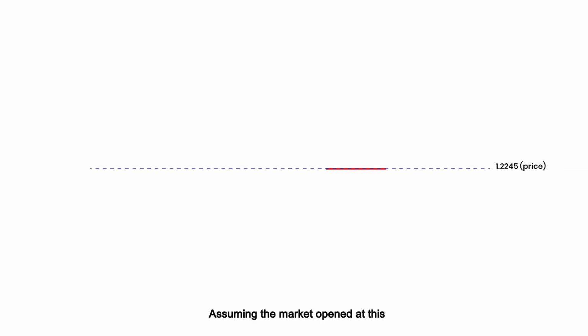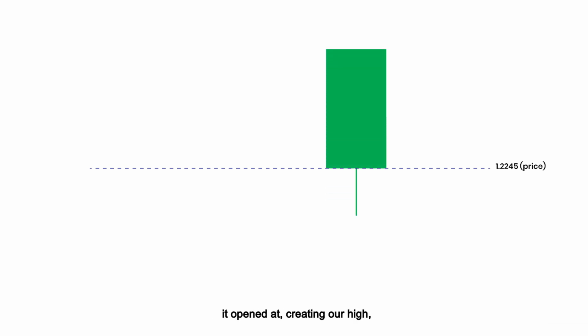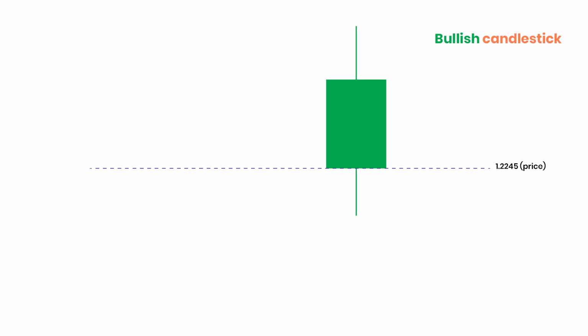Assuming the market opened at this price and moved downward, creating our low at that given time, but the candle moved above the price it opened at, creating our high, and pushed back down, yet it closed above the price it opened at, then that's a bullish candle. So we have a high, low, open, and close, as indicated.